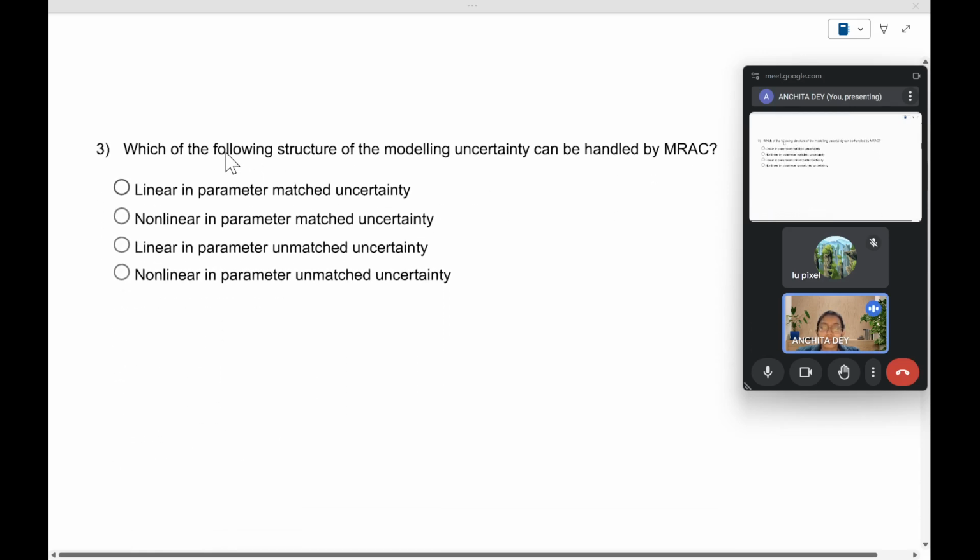This question is also very easy. So I think I might skip it as well, because which of the following structures of the modeling uncertainty can be handled by MRAC? Now, there's a particular type, and this is a very simple theoretical question. So, of course, nonlinear in parameter are not the options. You have to just find which ones out of the LIP or linear in parameter, whether it's the matched one or the unmatched one, right? That's your task to do to solve the assignment.